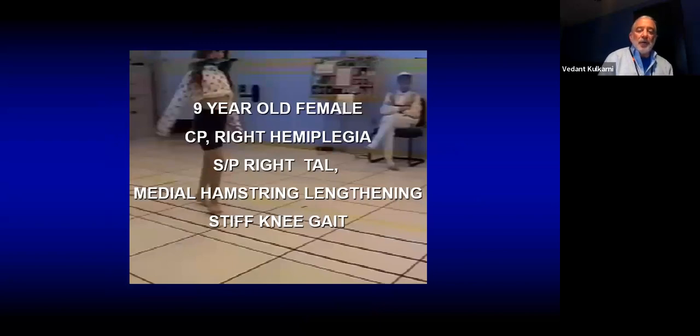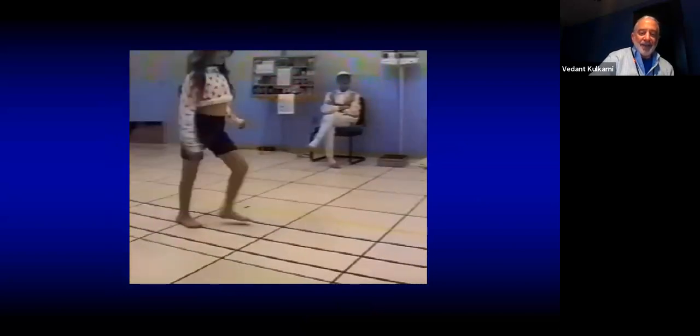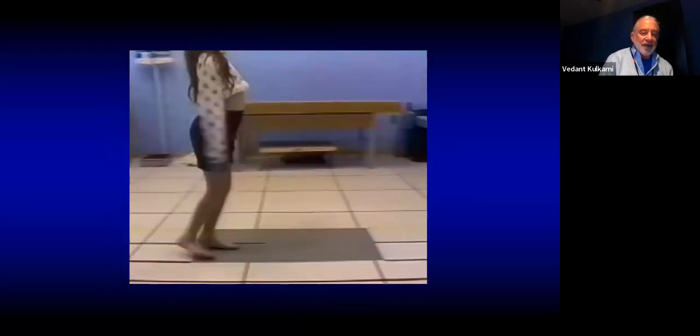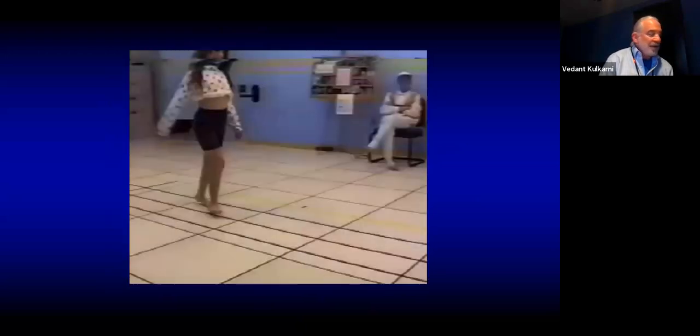Here's an example, 9-year-old girl, right unilateral or hemiplegic CP. She had a right tendo-Achilles lengthening and a medial hamstring lengthening. The mistake here was to not recognize the rectus, and she has a stiff knee gait. The knee should flex to 60 degrees and swing. Hers is maybe getting to 30, maybe.